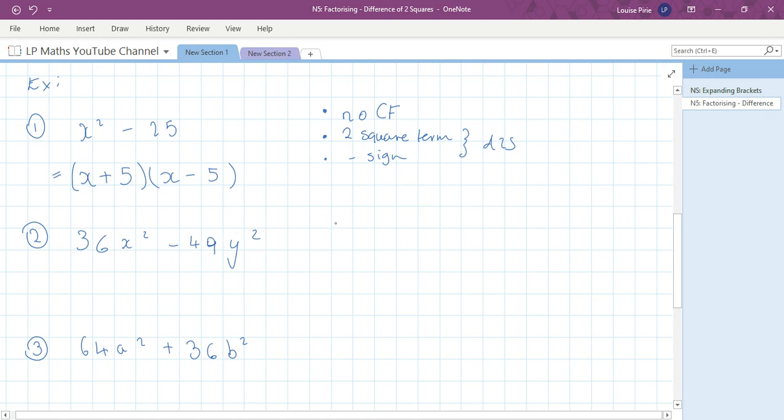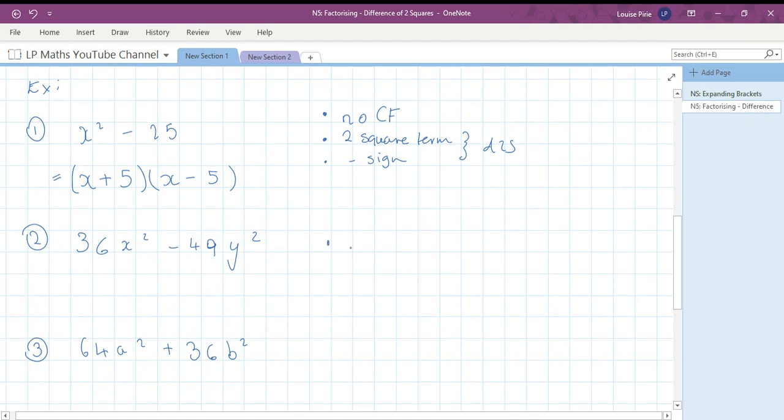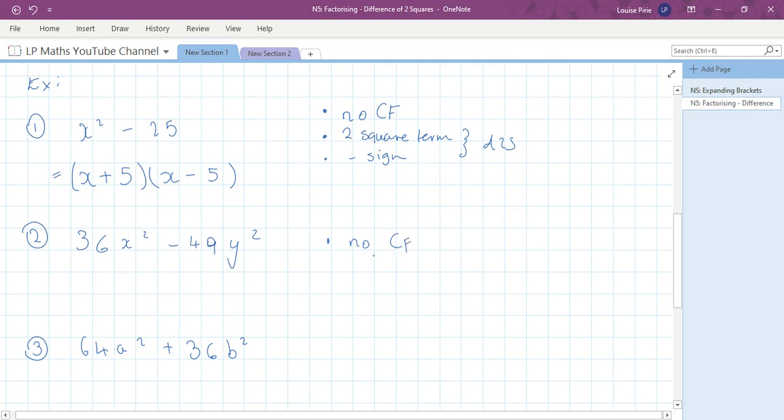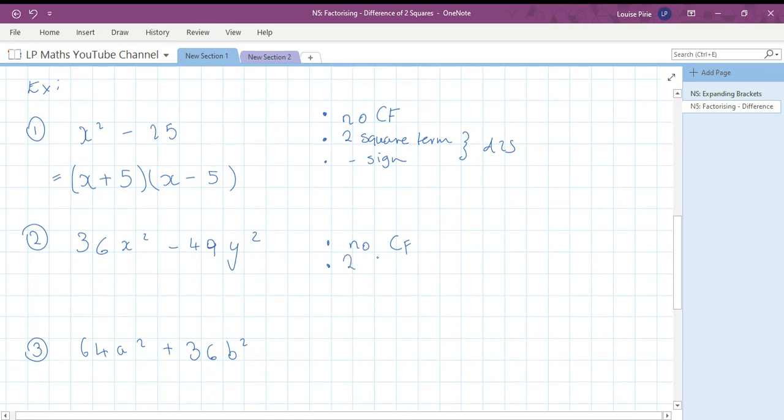We're now going to look at example 2. Is there a common factor? No common factor. Good. A step we don't need to worry about. Are there two square terms? Well, let's look at this in a little bit more detail. So 36, that is made up of 6 squared. So therefore 36 is a square term. It's a square number. x squared is clearly squared. 49 is made up of 7 squared. So 49 is indeed a square number. And we have y squared, which is also a square term. So we have two square terms.